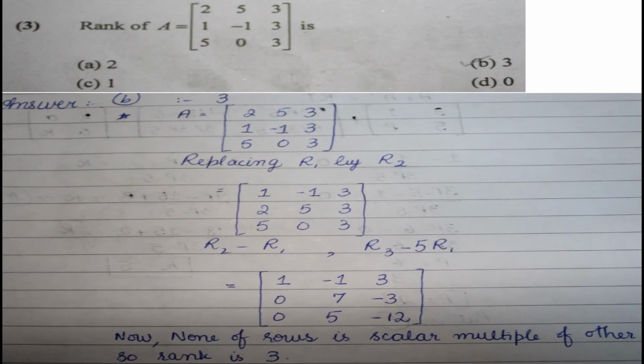In the next question, a matrix A is given and we have to simply find its rank or its order. First of all, it's a scalar matrix. We don't need a scalar matrix, so we're going to remove it. A is given, that is 2, 5, 3, 1, minus 1, 3, and 5, 0, 3.